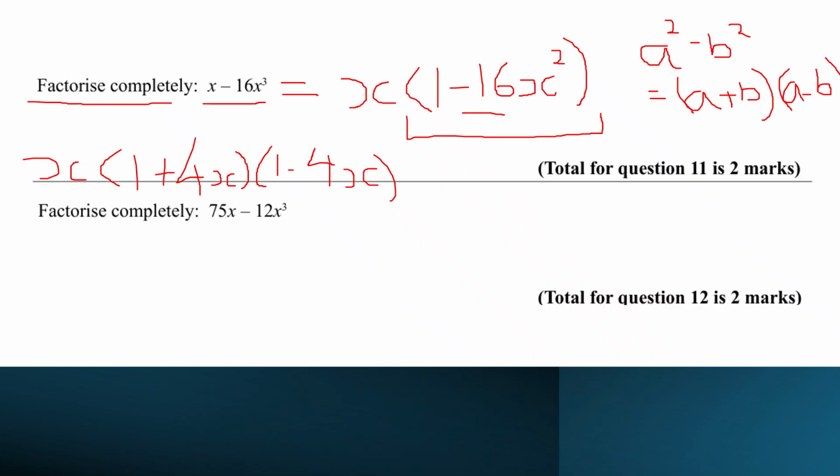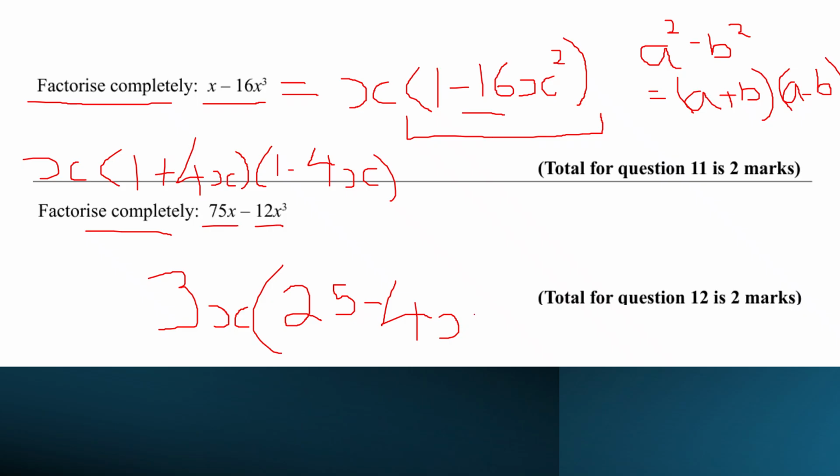Okay, this next one: factorize completely 75x minus 12x cubed. So here, a factor of 3x. I'm going to have 25 minus 4x squared. Again, check that here if you're unsure.